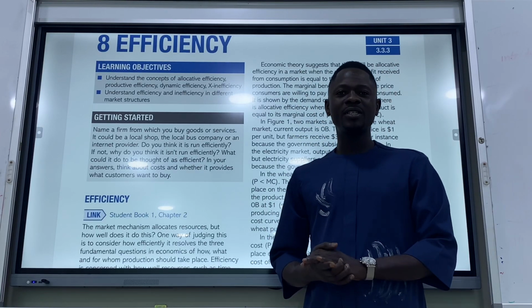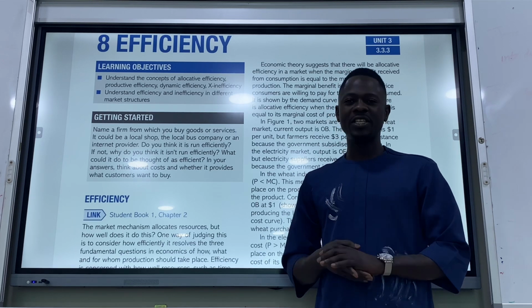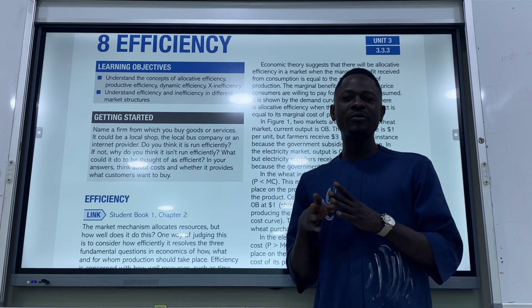Continue with our economics A level. Today's topic is efficiency, and we have different kinds of efficiency. But first, I will have to explain what efficiency is.